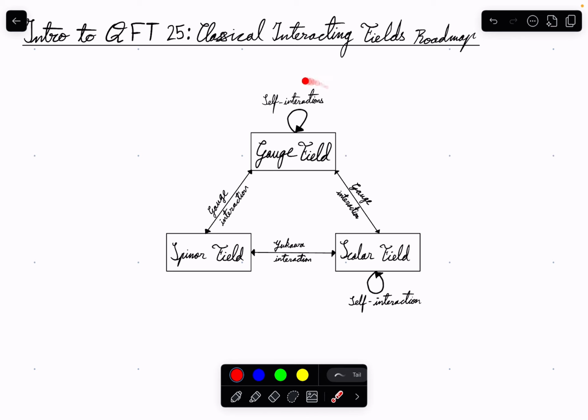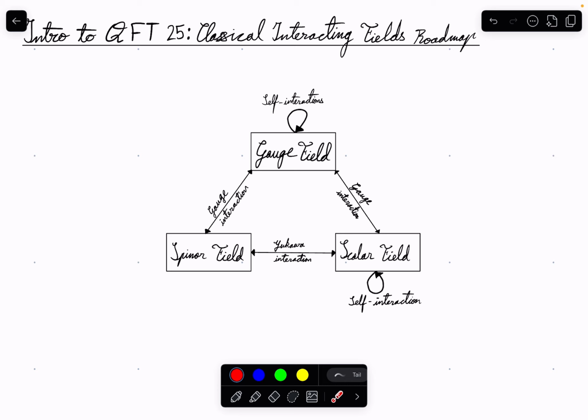The first is self-interaction, which is exhibited by gauge fields and scalar fields. And the second is Yukawa interaction, which is interaction between spinor fields and scalar fields. And the third is gauge interaction, where a spinor field can interact with a gauge field, or a scalar field can interact with a gauge field.